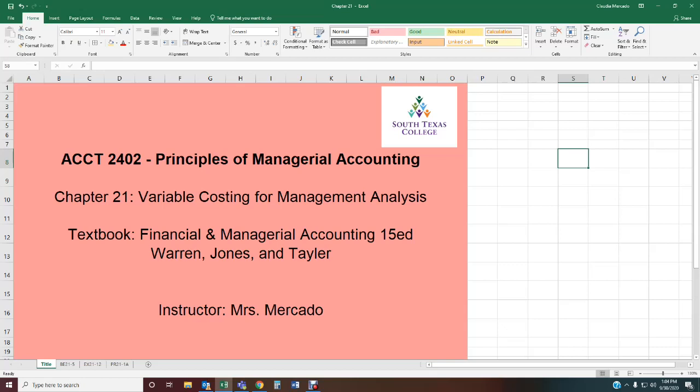So that is mainly the focus of the chapter. We're going to learn how to prepare income statements under both the absorption costing method and the variable costing method, do some analysis on it, do some comparisons. Please make sure that you read before you work on your quiz and before you attempt your homework.